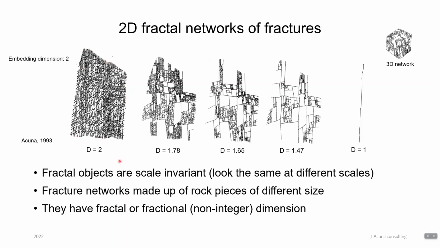The embedding dimension is the one in which the network exists. In this case, it is the two-dimensional space. What that means is that if we go to the third dimension, we don't see anything fractal. We just see something like parallel lines. If we were to see this from this side, let's say this has some thickness, but we don't see it because we are looking at it from the top. Anyway, the reason I mentioned the embedding dimension is because we have three-dimensional fractal networks like this one, where the embedding dimension is 3. They exist in the three-dimensional space. But this one, they exist in the two-dimensional space.